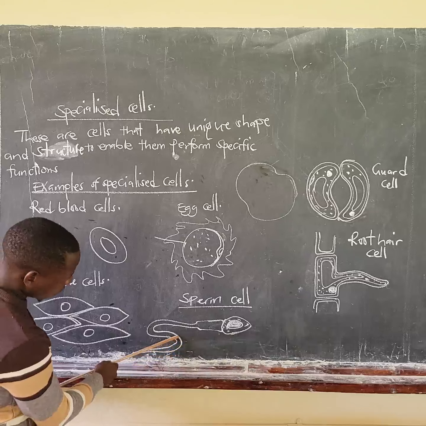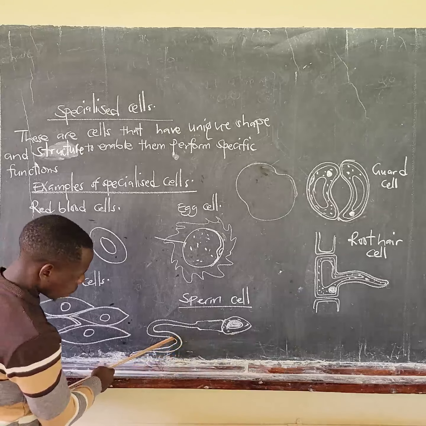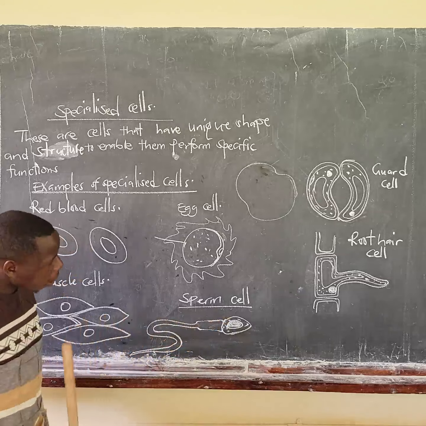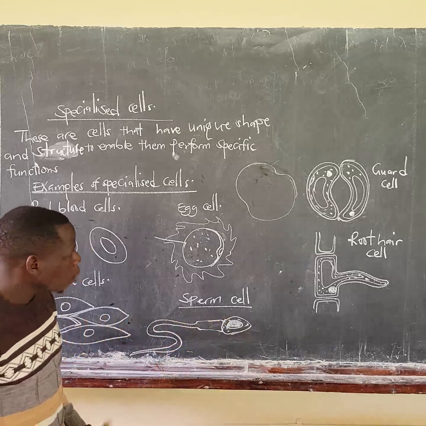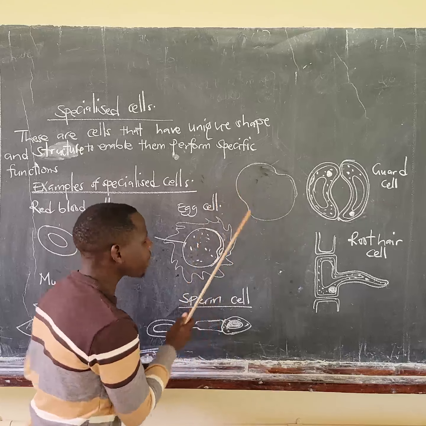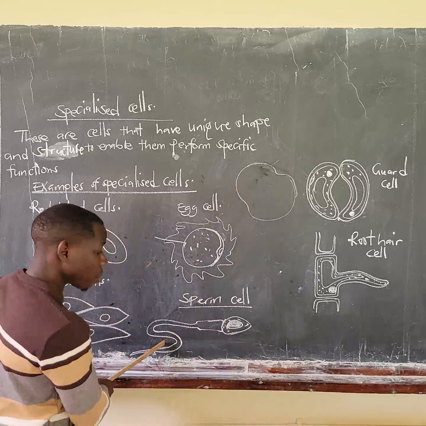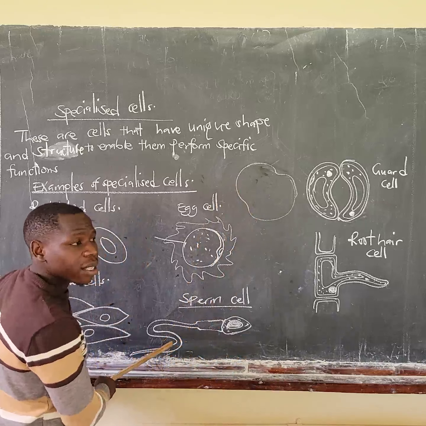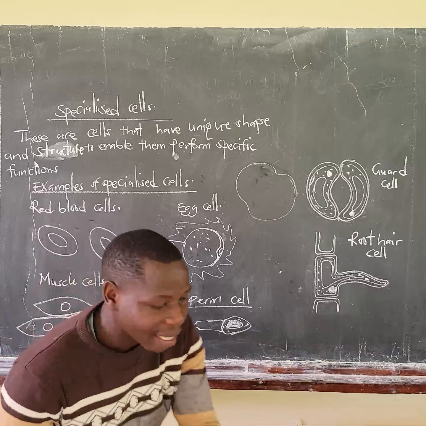This one is called the sperm cell. Now, it is of this shape. Why is it looking like this? When we look at the structure of an animal cell, its shape, it never had a tail, but this one has a tail. Why? Because it's responsible for fertilization.